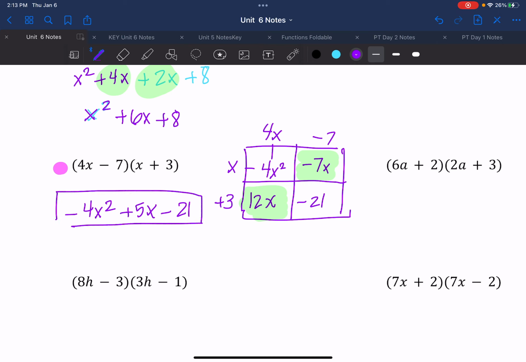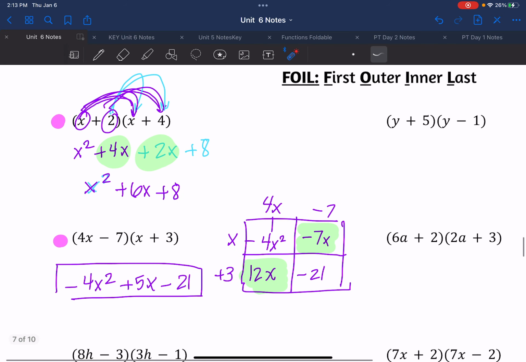That's it. So that's the box method. So just a reminder, this is just double distribution right here. We're doing the same thing, but I'm keeping my work nice and organized so that way I don't get anything confused. And then that's it.